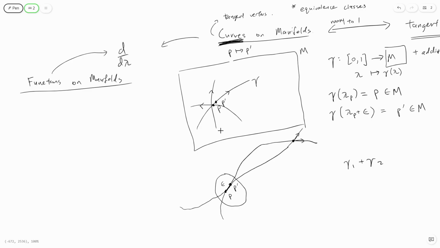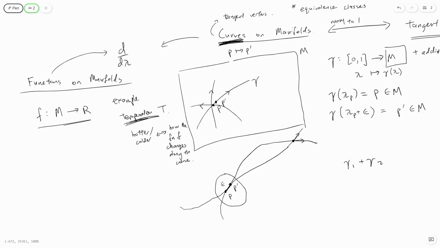Functions on manifolds are simply maps from M to R. An example would be the temperature or pressure or the electric potential. I'm going to use scalar function and temperature interchangeably because I want to abbreviate hotter and colder with how the function changes along the curve. So when I mention temperature, hotter or colder, I just mean a function on the manifold. This does not affect rigor in any way. I'm just using temperature so I can use English to describe it more intuitively.